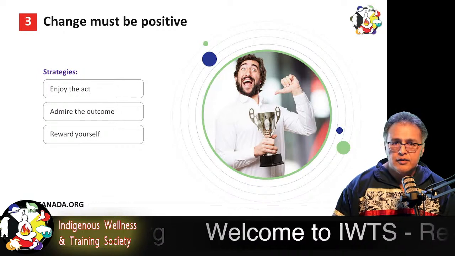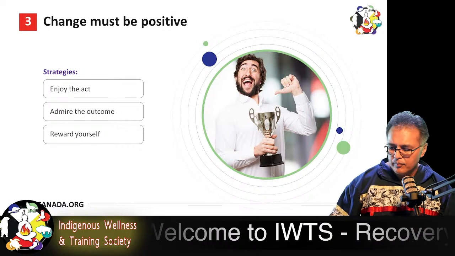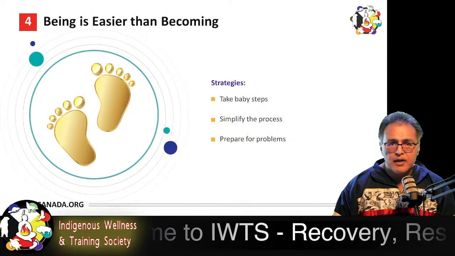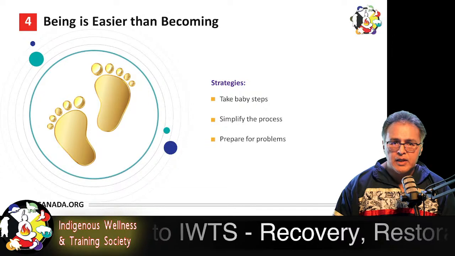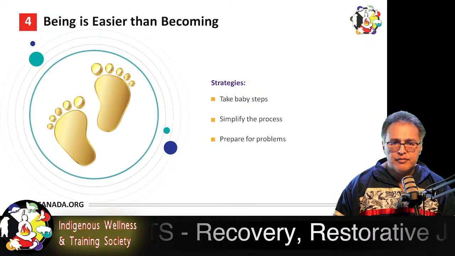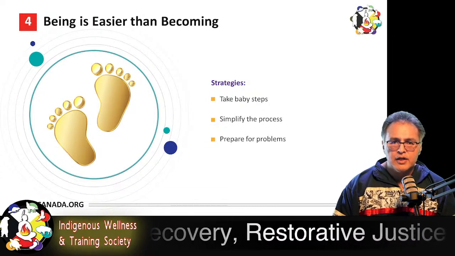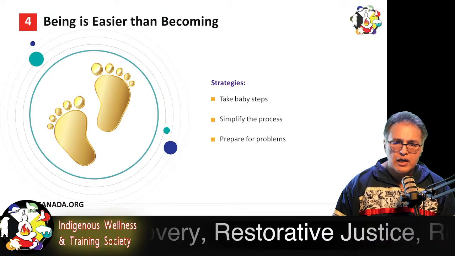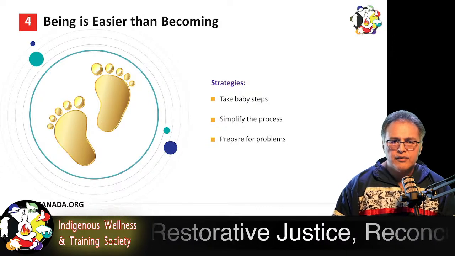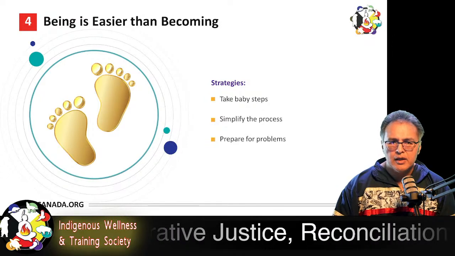Another strategy is being is easier than becoming. So what do we need to do? Need to take baby steps. We need to simplify the process. We need to prepare for problems. We're human beings. I want to be a very loud, outspoken person at times. Causes me great stress. By nature, I'm quiet. It's both a strength and a liability. Look at the plants that grow in nature. It occurs gracefully, effortlessly. We are human beings, not human doings.